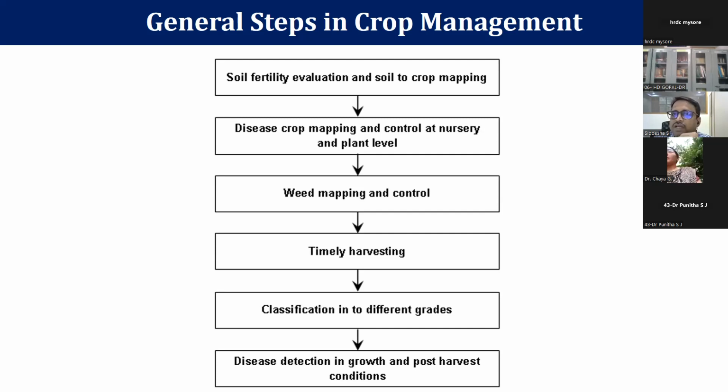A properly ripened, or properly timely ripened, mango, if harvested in time, will have a different taste and other qualities. The same thing, if they harvest at the immature stage and put some chemicals in to change the color, the taste is entirely different. Next is classification into different grades.